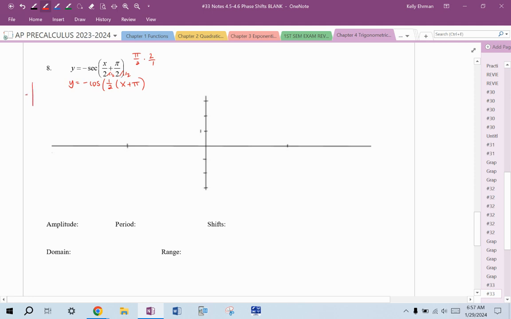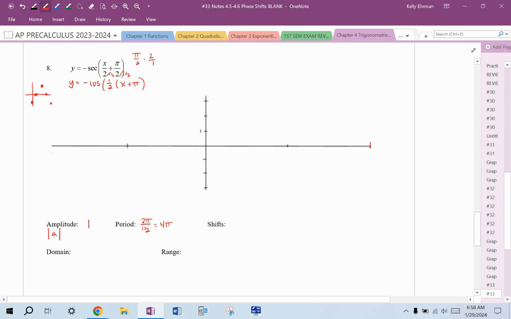A negative cosine curve starts below the midline, like this. So that's my reminder there. Amplitude on this is 1, even though there's a negative out in front. Remember, amplitude is the absolute value of A. It's just telling you the distance between the midline and a max or a min. The period is 2 pi divided by 1/2. So that's going to be 4 pi.